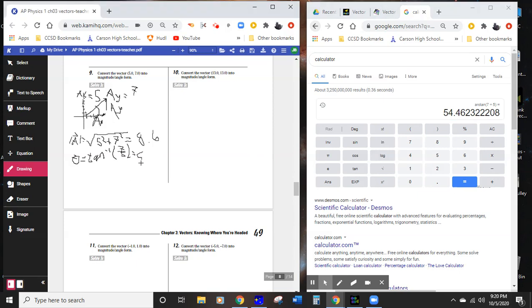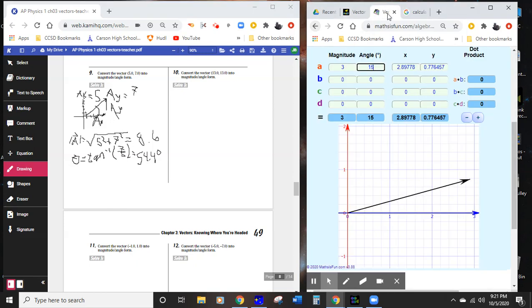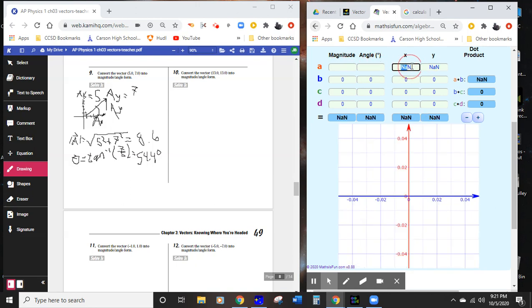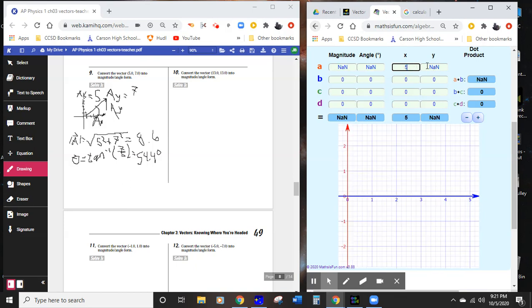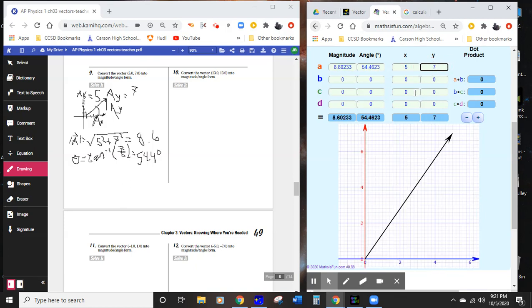So here is 54.4 degrees. Now, take a look at this. Before I even did this, I knew because of the x and y components that I was going to be in quadrant number 1. So 54 degrees looks like it's in quadrant number 1. Now to check our answer over here, let me clear this out. I'm going to put the components in here. So the x component was 5, and the y component here was 7. And so here it is, and looks like here's the magnitude, 8.6, and the angle is 54.4, so it looks like we're doing pretty good.